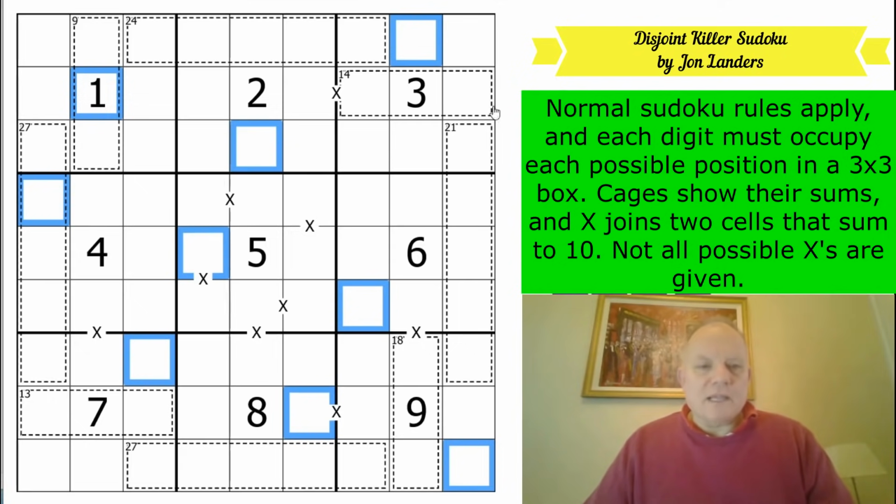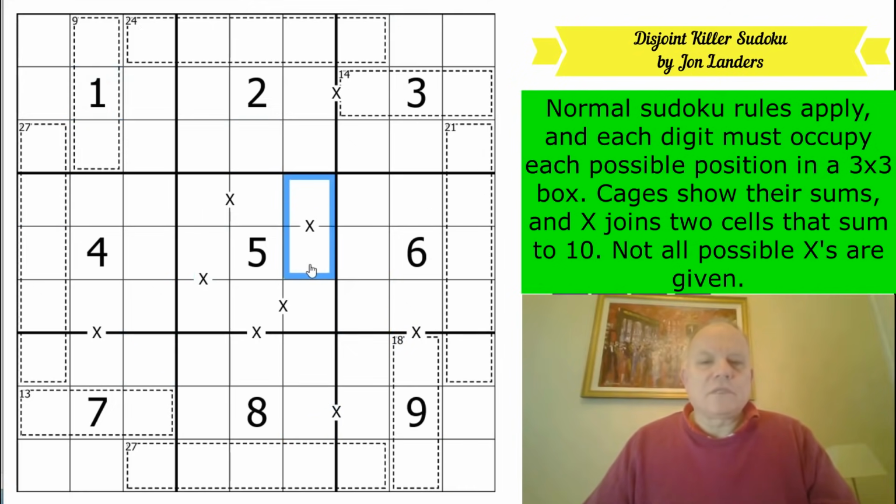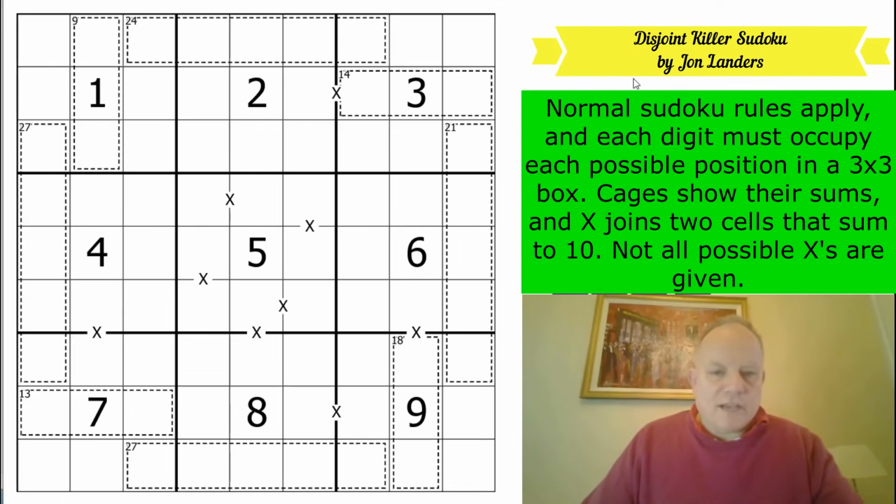Now, we've also got some killer cages. They are all linear, so they clearly can't contain repeats, but the sum of the cage is given. And we've got a few x's. An x joins two cells that add up to 10, but not all possible x's are given, so we don't have a negative constraint here. So that's the puzzle. Do give it a try on the link under the video. I'm going to try it now and we'll see how we get on. Let's get cracking.